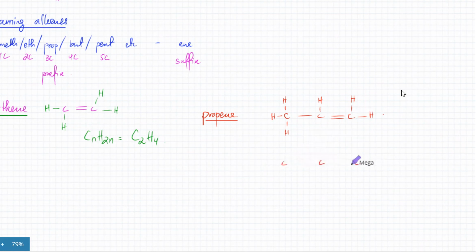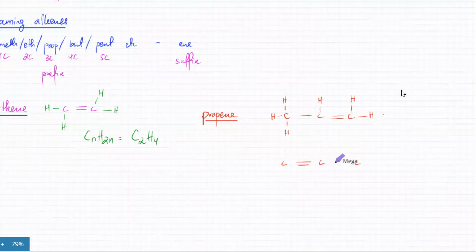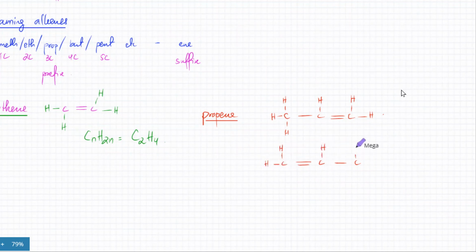Now, it doesn't matter between which 2 carbon atoms you place the double bond. These 2 molecules are exactly the same. There's nothing wrong with it. Remember I told you, since the connections are exactly the same, twisted, bent, rotated versions of the same molecule are not different molecules. They're exactly the same molecules.